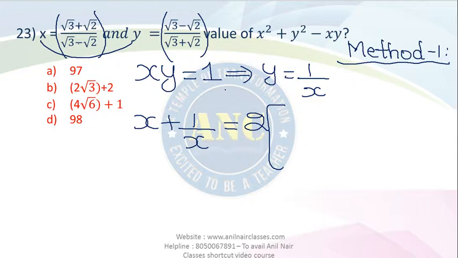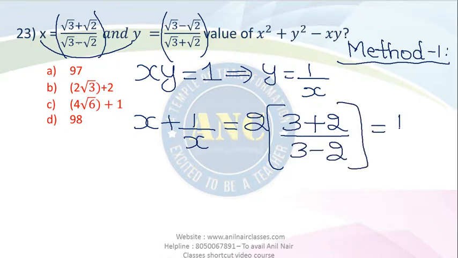This kind of thing we have already seen, sir. So it is 3 plus 2 without the square roots divided by 3 minus 2. So 5 times of 2 is 10. x plus 1 by x is 10.